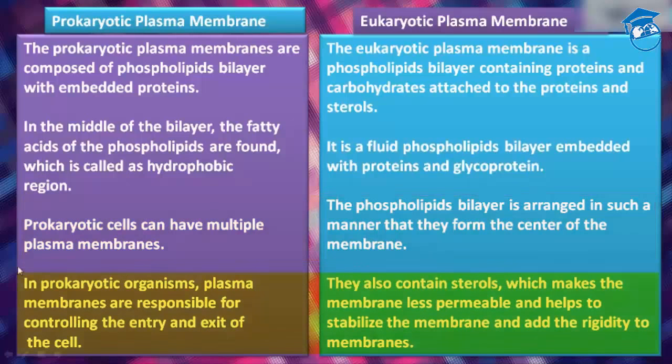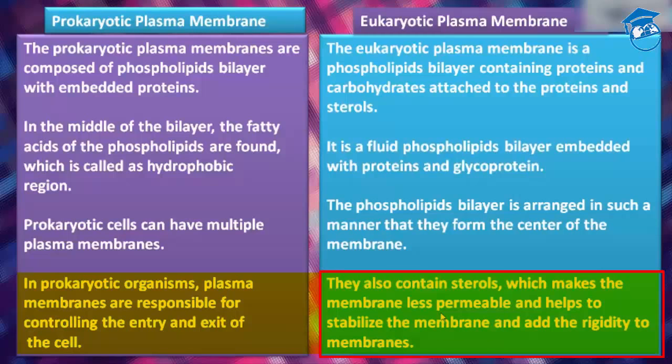In prokaryotic organisms, the plasma membrane is responsible for controlling the entry and exit of the cell. The eukaryotic plasma membrane contains sterol, which helps the membrane become less permeable, helps to stabilize the membrane, and adds rigidity to the membrane. So sterol is the unique feature which is present in the eukaryotic plasma membrane and not in prokaryotes.